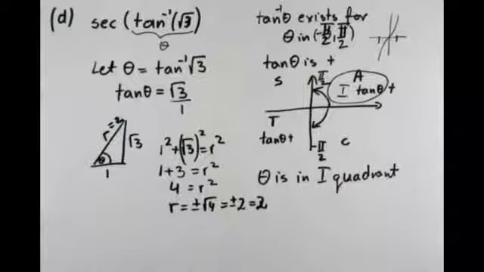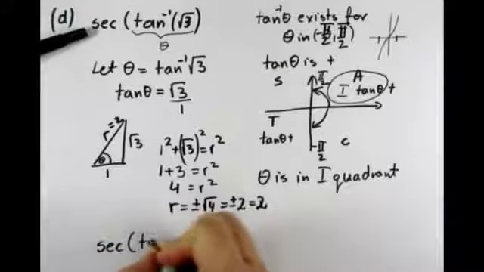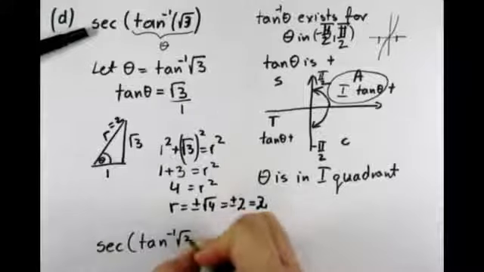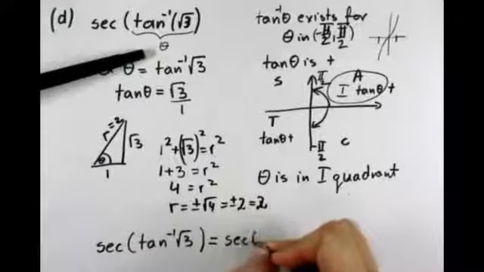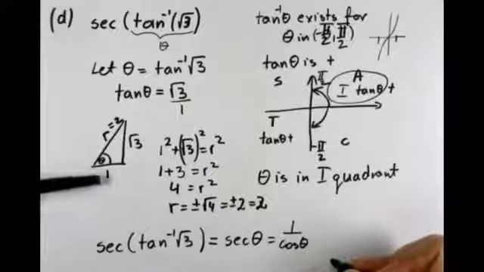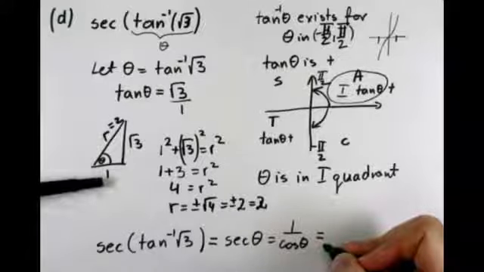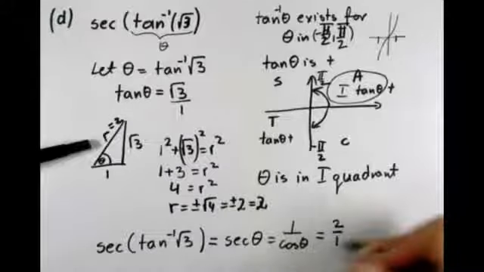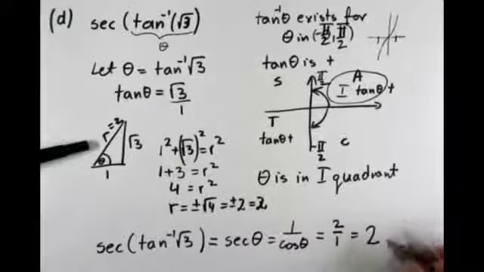So now I'm starting from the beginning, secant of tangent inverse of root 3 is equal to secant theta, and secant theta is 1 over cos, and cos is adjacent over hypotenuse, so in that case it would be hypotenuse over adjacent, so it would be 2 over 1, which is 2. I'm in the first quadrant, the value is positive. That's my final answer.